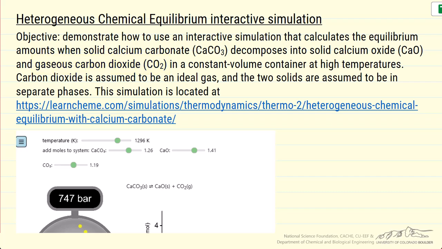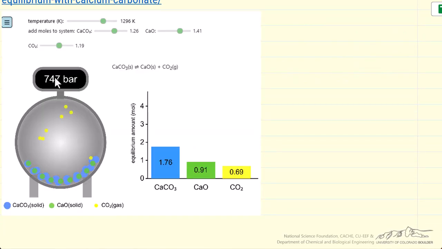So we're carrying out this in a constant volume reactor. It has to be at high temperatures to decompose calcium carbonate, and the simulation allows us to adjust the temperature. Even though the pressures are high, we're going to assume carbon dioxide is an ideal gas just to make the calculations easier. For these high pressures, carbon dioxide is definitely not going to be an ideal gas. So notice we're at high pressures for equilibrium at high temperatures.